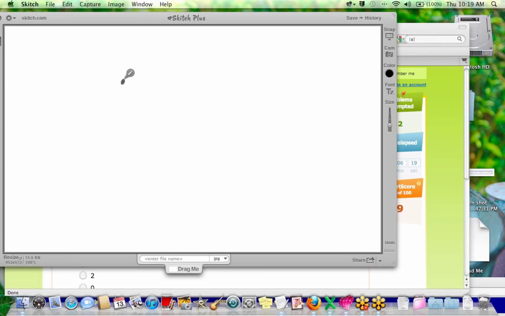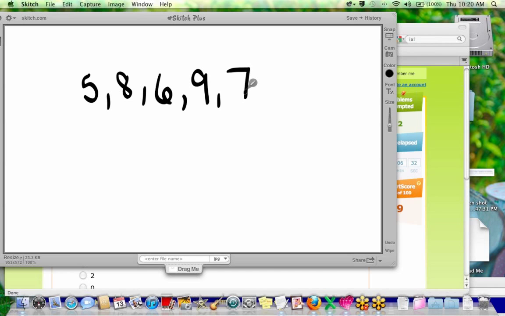Okay, I have one example. So Kaylee's still working. Here's one. Try to figure that pattern out. 5, 8, 6, 9, 7. What would the next number be? And then you can tell me what the pattern is.